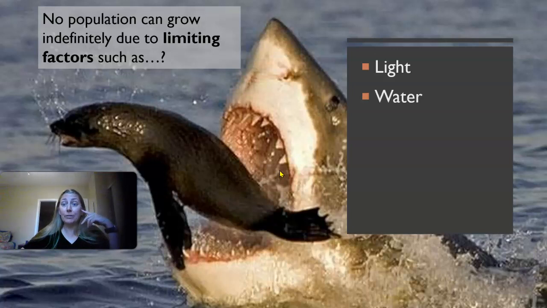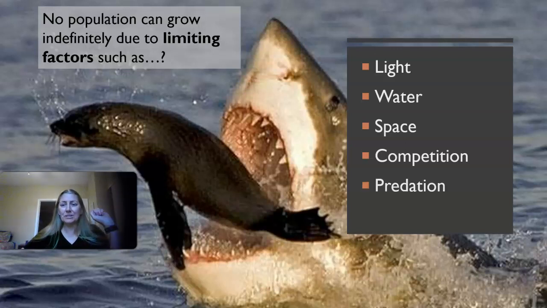Sunlight, if we're looking at plant growth, water availability, space, competition for food, competition for shelter, competition for other resources, predation, which is obviously what you're seeing here with the great white shark and some sort of sea lion, can't tell. And disease, just some examples of both biotic and abiotic limiting factors. So again, populations cannot grow indefinitely. There's always going to be some sort of factor that limits their growth.